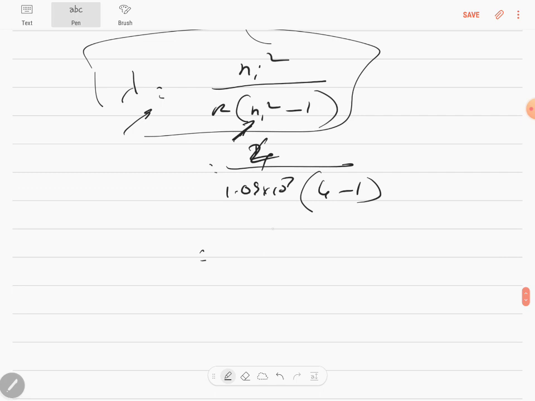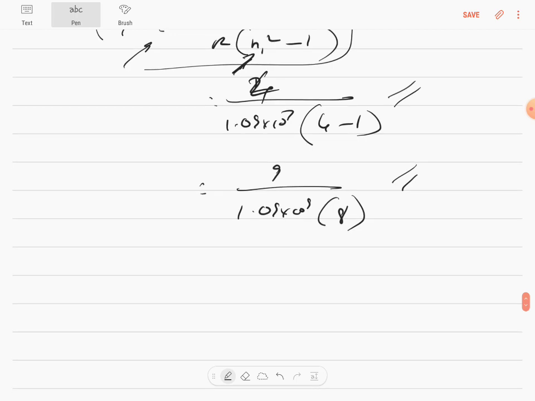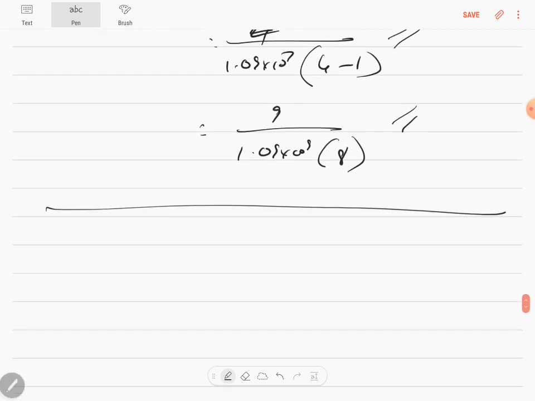If it's going to jump from third, it will be 9 by 1.09 into 10 to the power 7 by 9 minus 1, that is 8. So like this, you can just write this. Correct? And you can calculate. That's the way they have done it. So they have found each and every wavelength. Okay, can I go to the next sum?